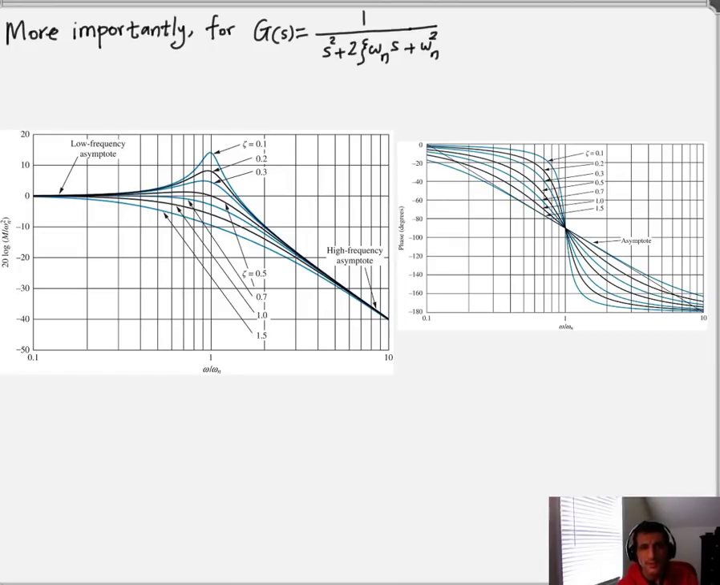Now if you remember, for second order systems we often have them in this form, which, technically speaking, is not correct. It's supposed to be omega n squared in the numerator divided by this. So this would be your standard form second order system, which obviously has two poles.